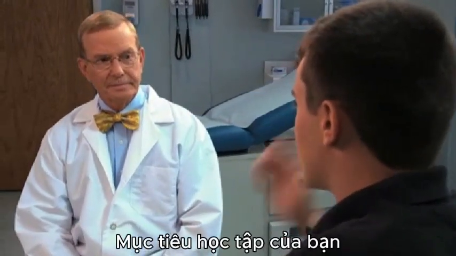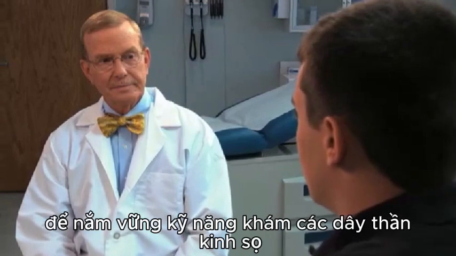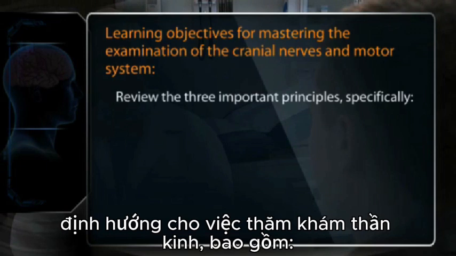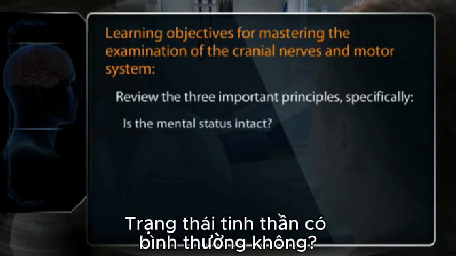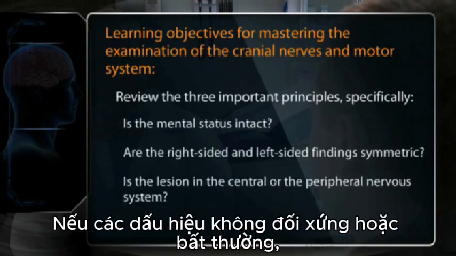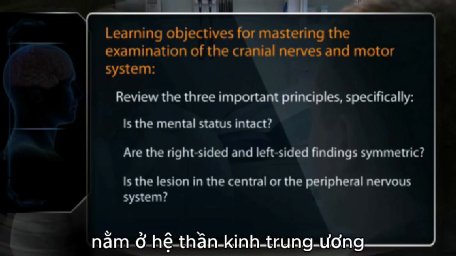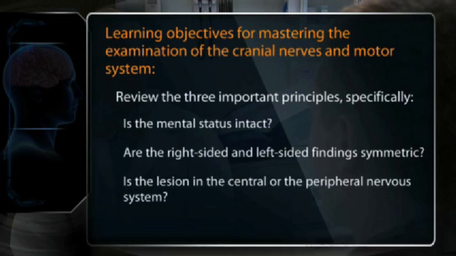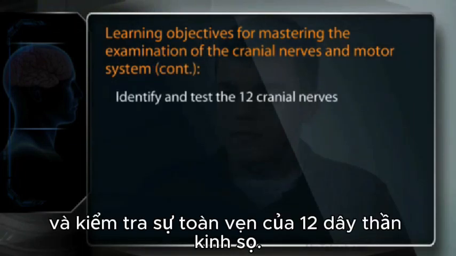Your learning objectives for mastering the examination of the cranial nerves and motor system are: review the three important principles guiding the neurologic examination, being: is the mental status intact? Are right-sided and left-sided findings symmetric? If the findings are asymmetric or otherwise abnormal, does the causative lesion lie in the central nervous system or in the peripheral nervous system? Identify and test the integrity of the 12 cranial nerves.